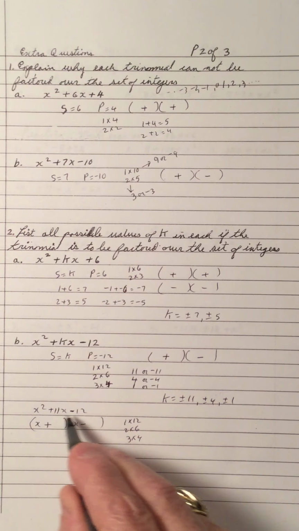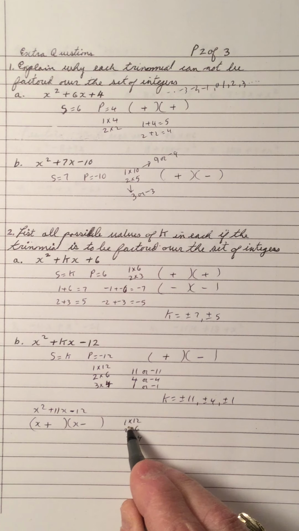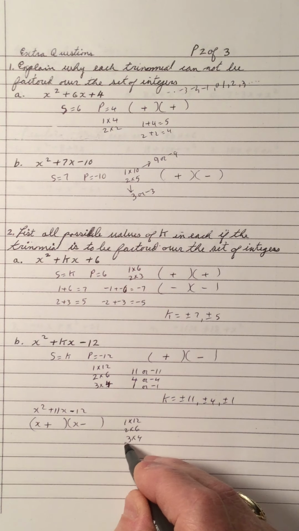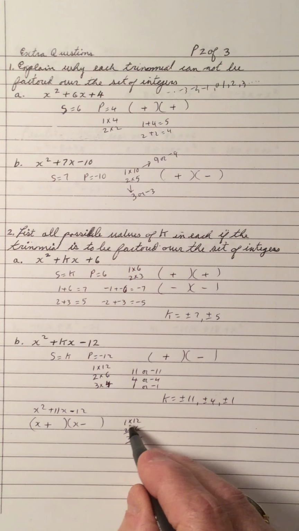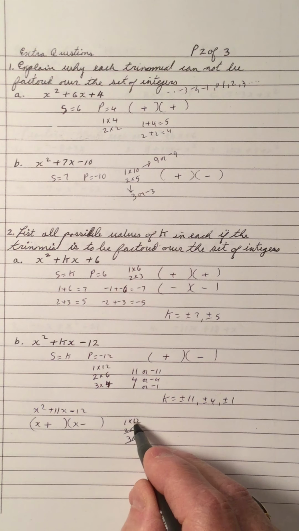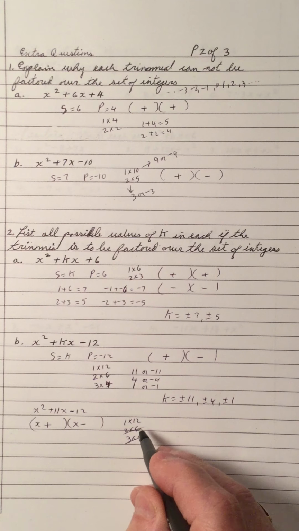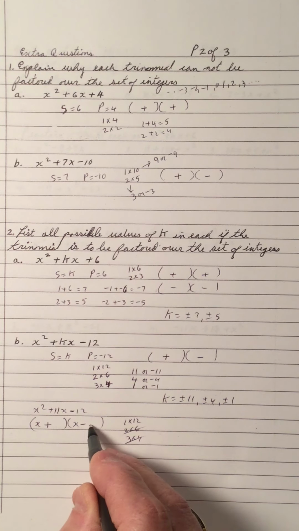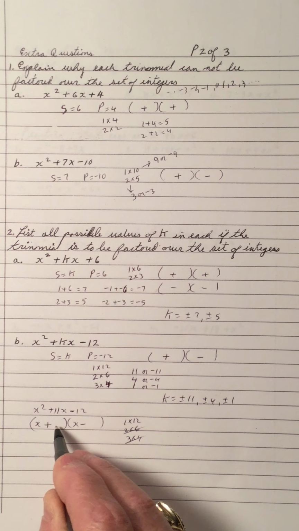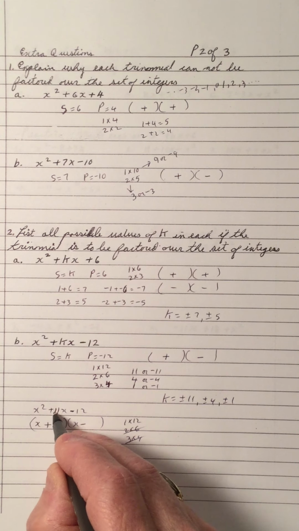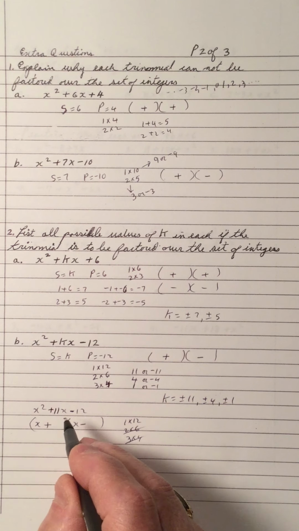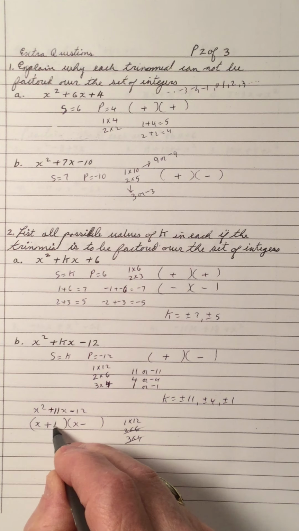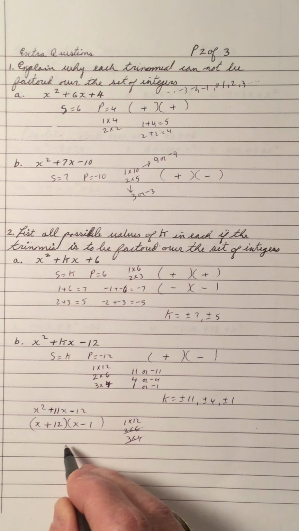So, which pair of factors here differ by 11? 3 and 4? No. 2 and 6? No. 1 and 12 differ by 11. So that means we can put the 12 positive, 1 negative, or 1 positive and a 12 negative. But because there's a positive 11 right there, that means the bigger number has to be positive. So there's a positive 12 and a negative 1.